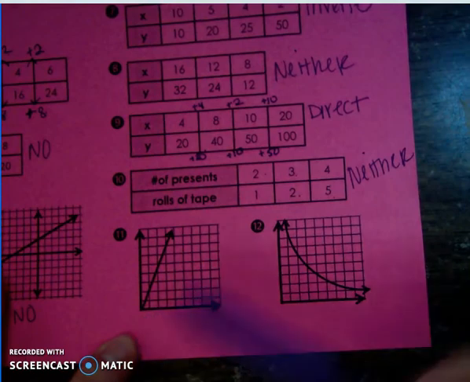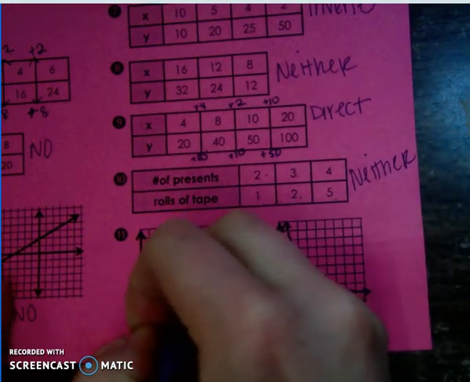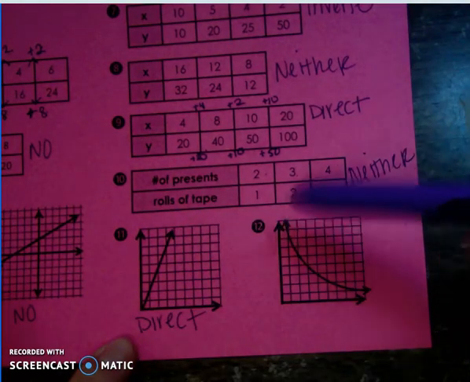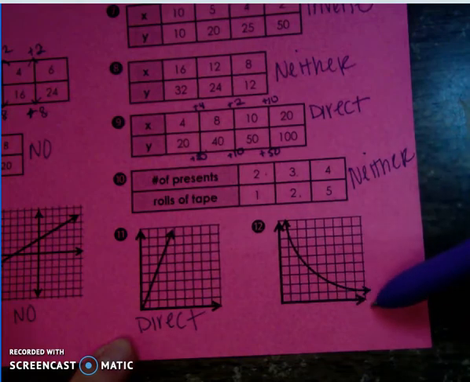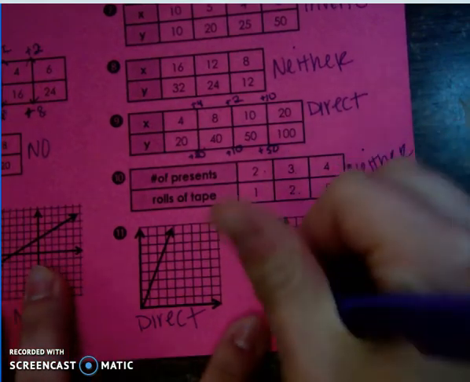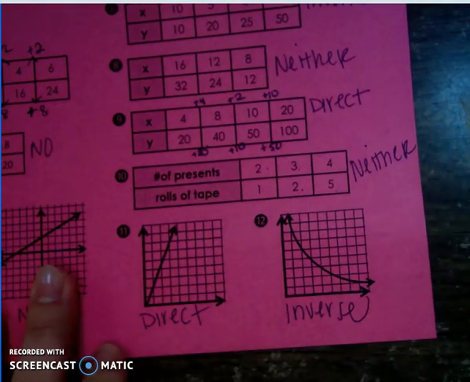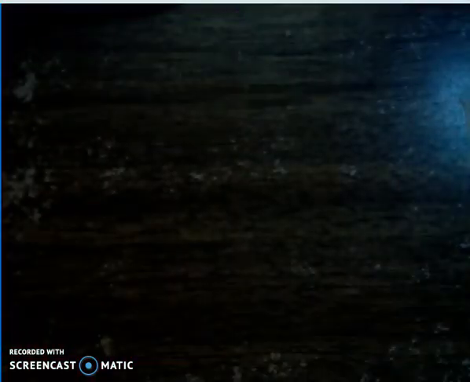11, it is a straight line and it's going through that origin, so this is direct variation. And this rational function is getting close to the x and y axis, but not touching it. This is inverse variation. Okay?